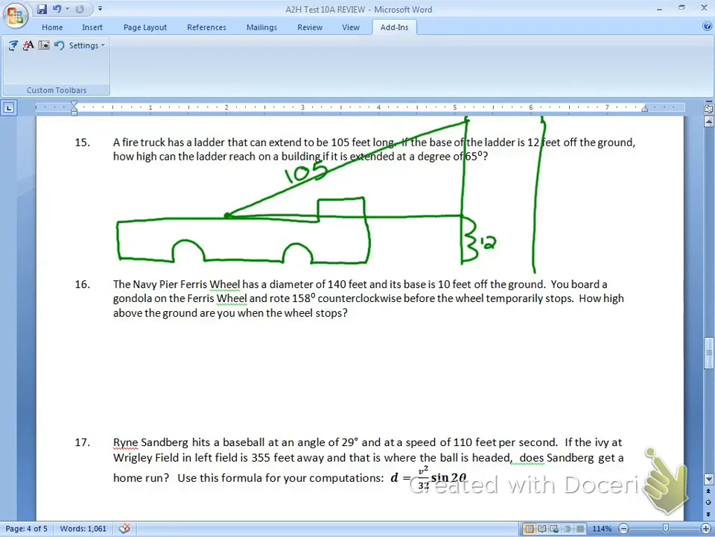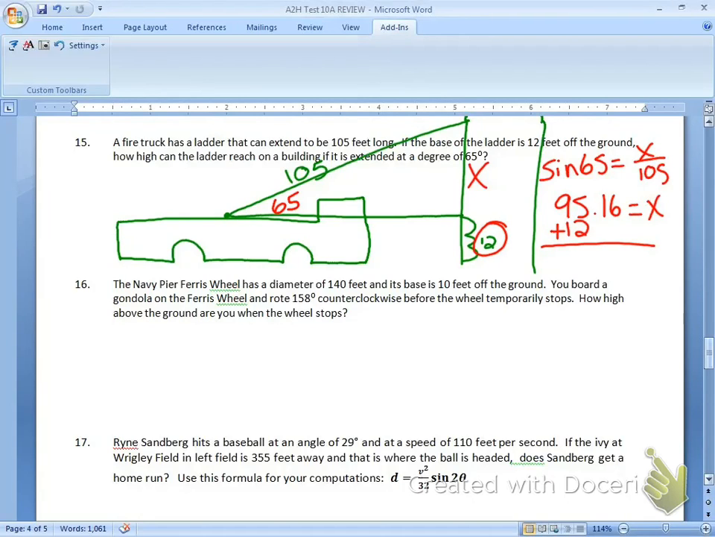Okay, so our degree is 65, and we want to find this height here. So we're just going to use a trig function. We're going to use sine. So the sine of 65 equals x over 105, finding x to be 95.16. Then we got to take into account this 12, so we're going to add 12 to it, and we're going to end up with 107.16 feet. That's how high up the building our ladder can reach.